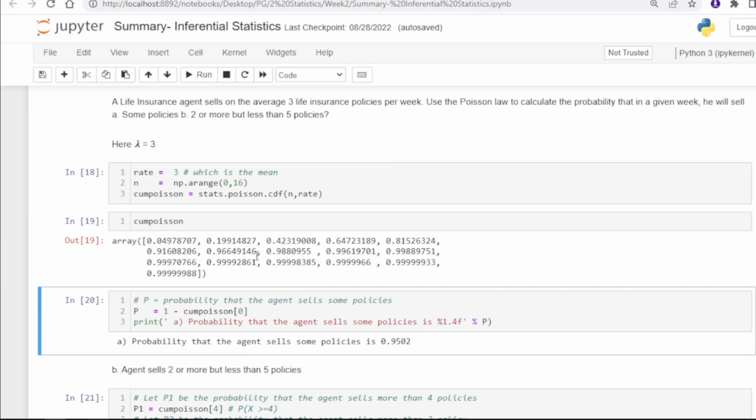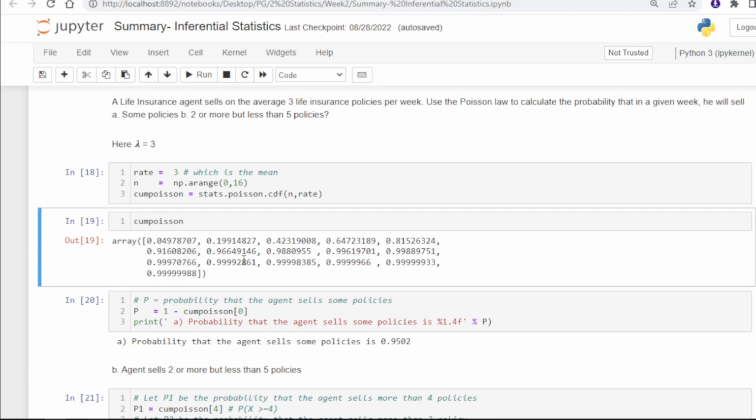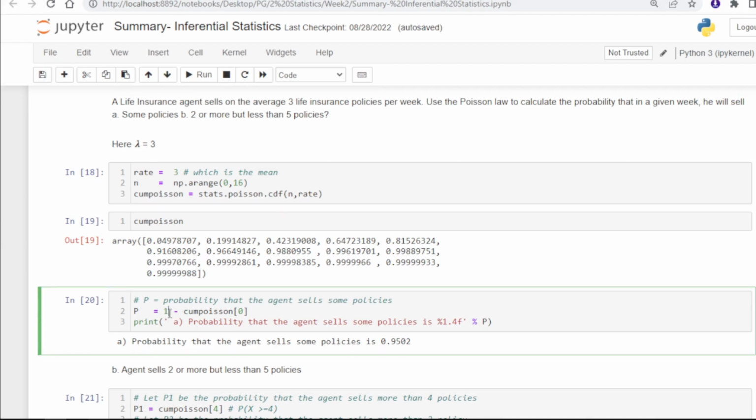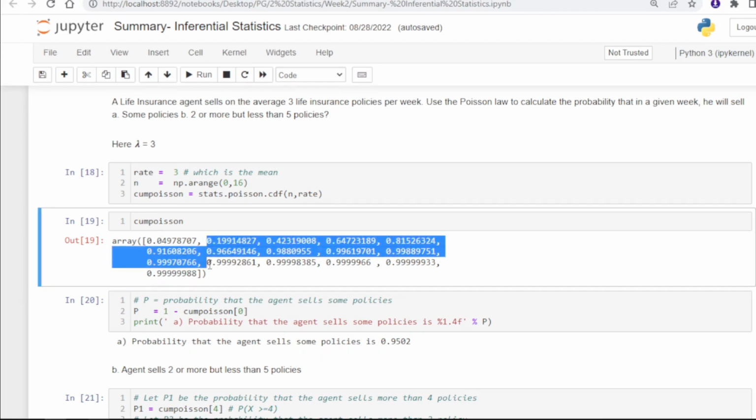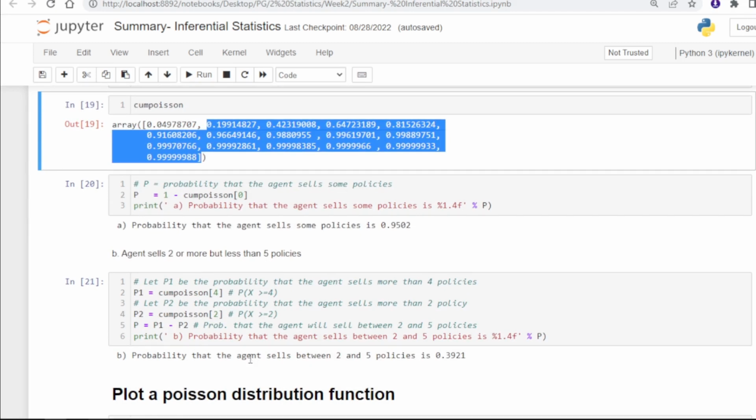Here you can see that the first question was the probability that the agent sells some policies. So what will be the probability for some? That means we will subtract that from 100%, or from 1, right? And the value is our 0. So if we exclude 0, the rest are the policies he will sell.